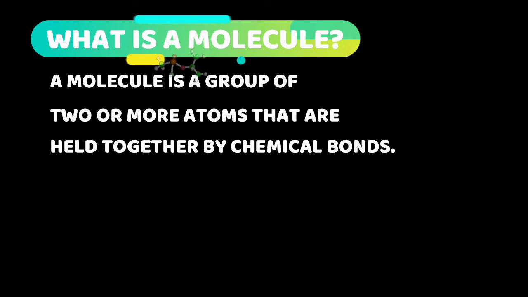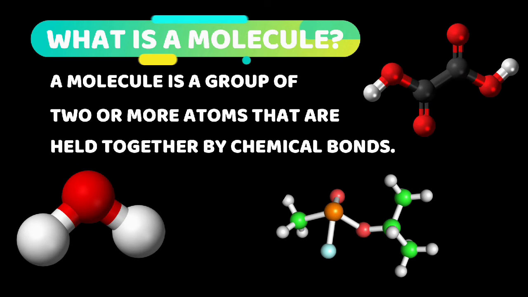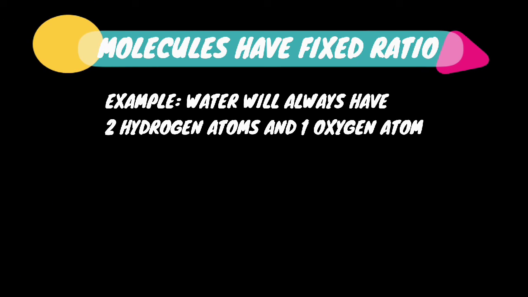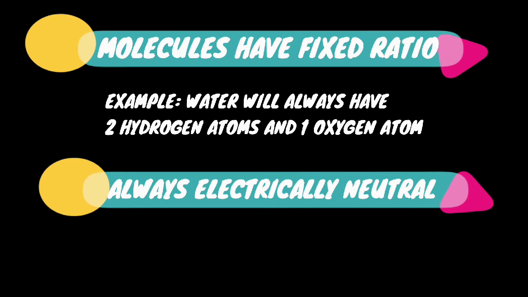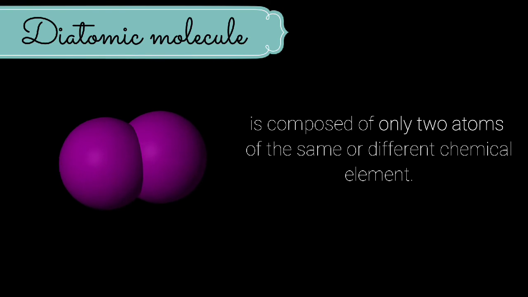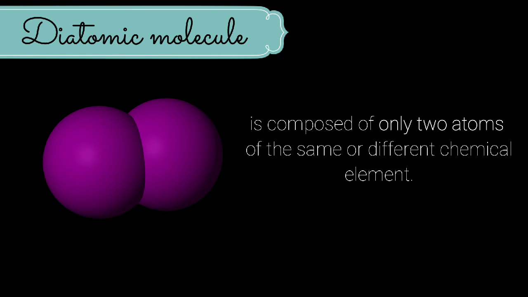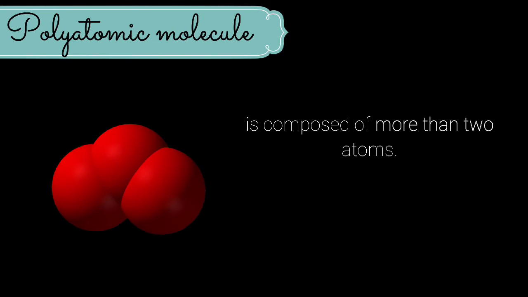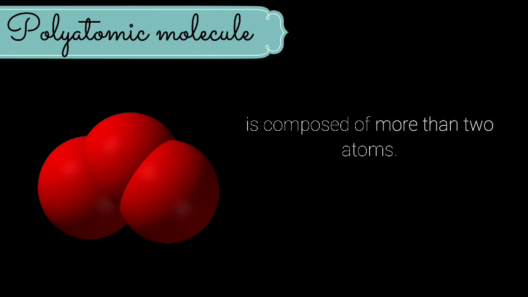Molecule. A molecule is a group of two or more atoms that are held together by chemical bonds. Molecules have a fixed ratio and are always electrically neutral. Diatomic and polyatomic molecules are two of the types of molecules. First, a diatomic molecule is composed of only two atoms of the same or different chemical element, while a polyatomic molecule is composed of more than two atoms.